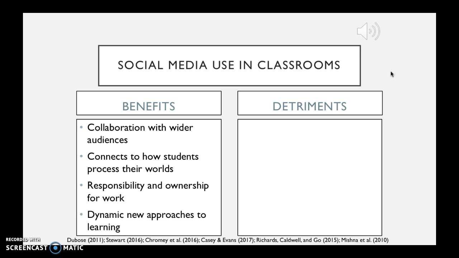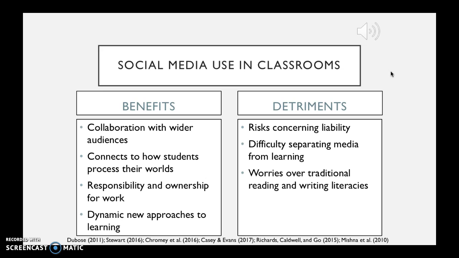However, there are some risks concerning liability where teachers have been fired over social media posts. Some students also have difficulty separating the media from the learning as they get overly caught up in the social media part of it. Some researchers have addressed concerns over reading and writing because of texting conventions and acronyms that replace actual word and grammar usage. The most important factor is the potential of cyberbullying, which can affect students' self-esteem, anxiety, and sadness, all of which can affect both their work quality and their ability to even attend school.